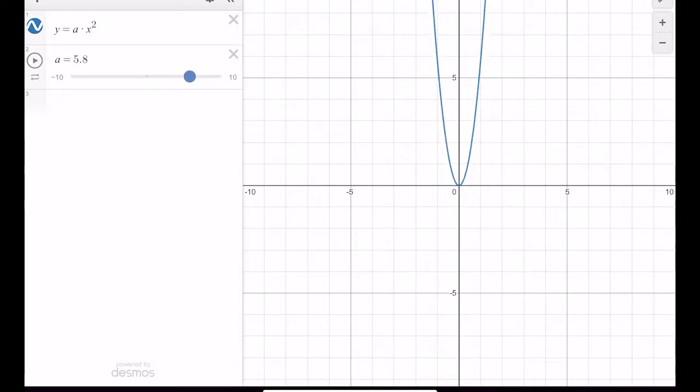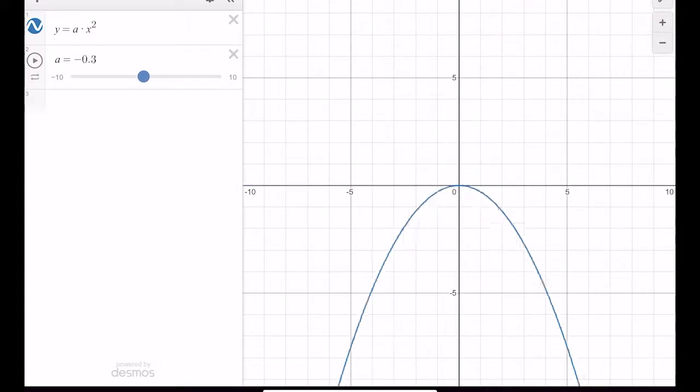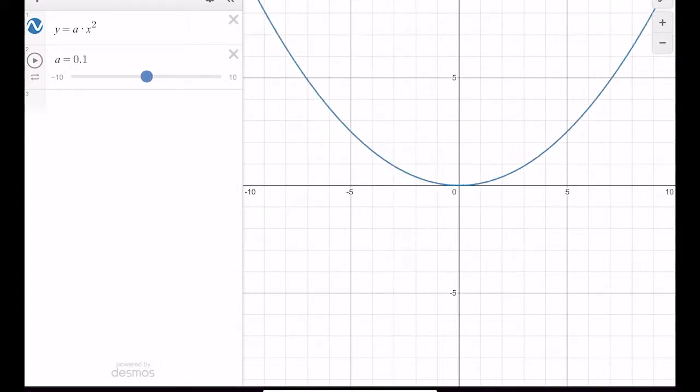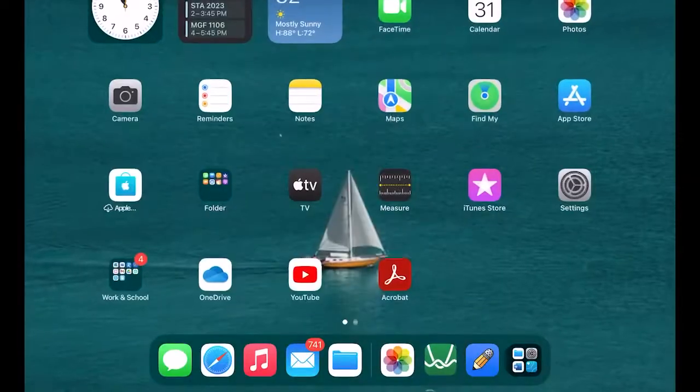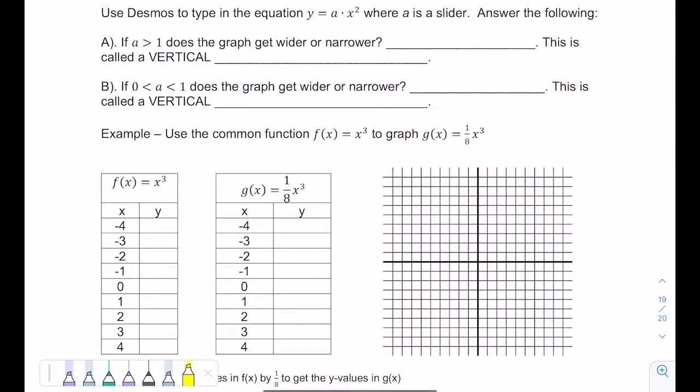Okay, as you can see here, it's vertically stretching the graph. It's pulling on it, making it more narrow. Like think of a rubber band. If you pull on it vertically up and down, it gets narrower. What happens when you push down on it? It's going to get wider. Okay, so as a gets less than 1, it's going to get wider. Okay, so here, if a is greater than 1, the graph gets narrower.